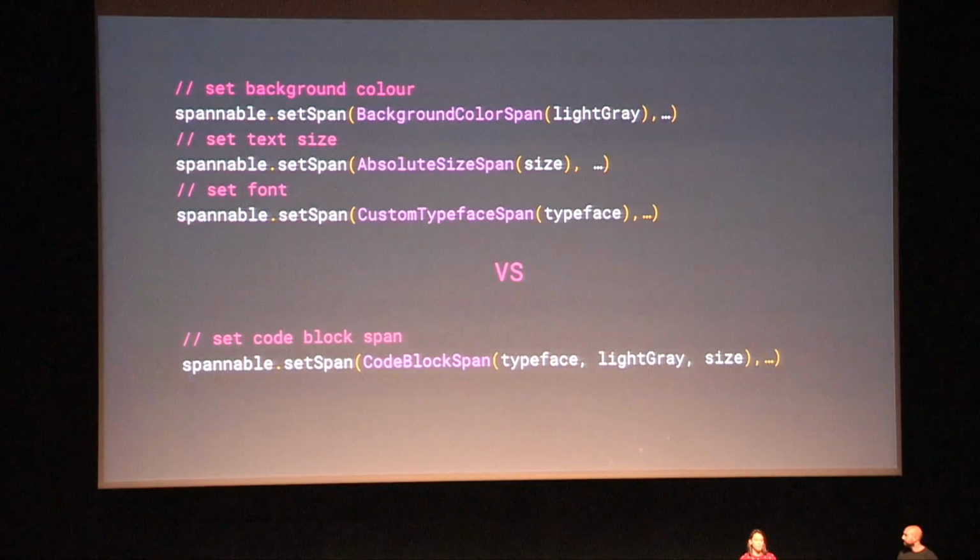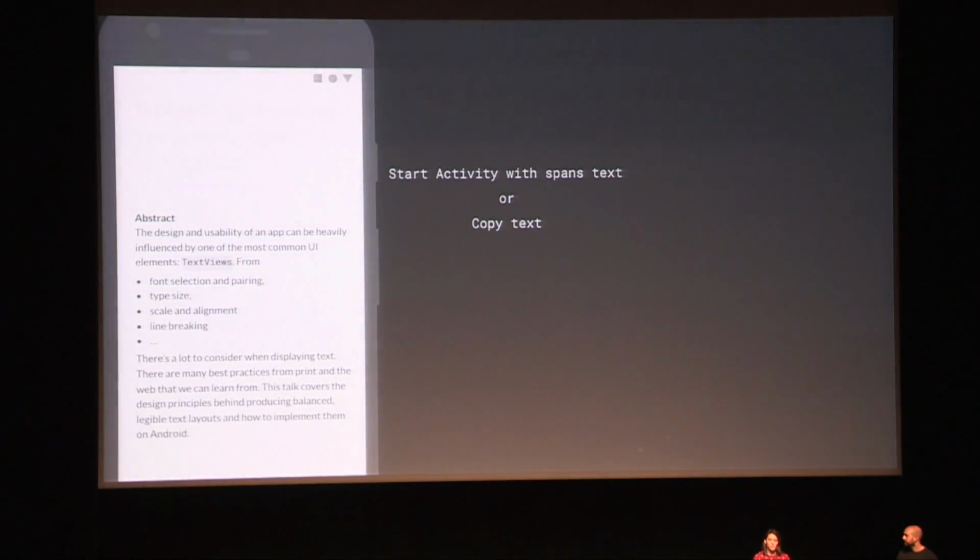We can either set spans by applying multiple spans, out of which one is a custom one, or just create a custom one from the beginning. So how do we decide which one to use? Well, the thing that you need to keep in mind is, what do you do with that text? Do you need to pass that text from one activity to another, or in between processes?